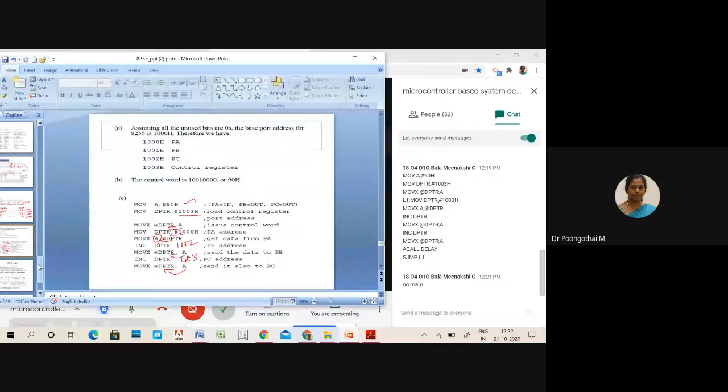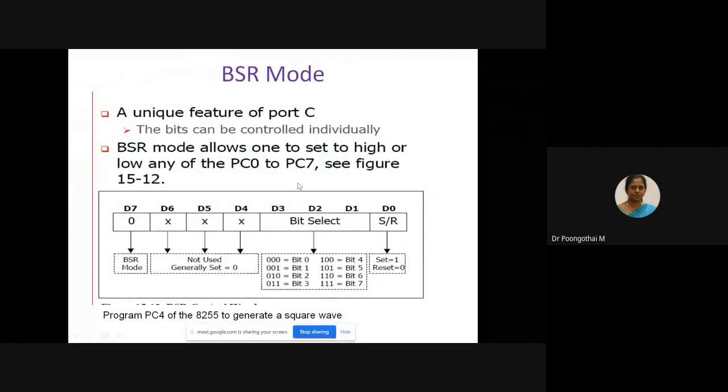BSR control word. Any clarification in IO mode control? We have two control words. One is for IO configuration, another one is for port C configuration: the bit set reset control word. For setting and resetting pins of port C, this control word is sent to the control register.